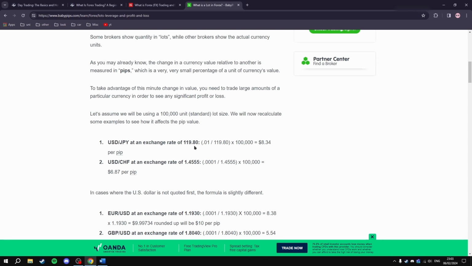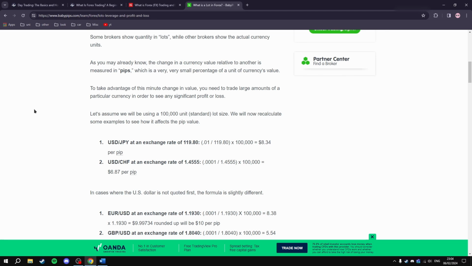USD/JPY at an exchange rate of 119.80, so that is 0.01 divided by 119.80 times 100,000 equals $8.34 per pip. USD/CHF at exchange rate of 1.1455, so that's 0.0001 over 1.1455 times 100,000 equals $8.73 per pip.